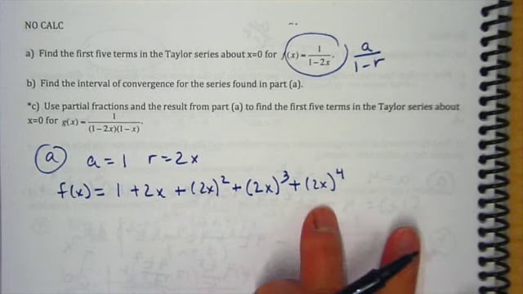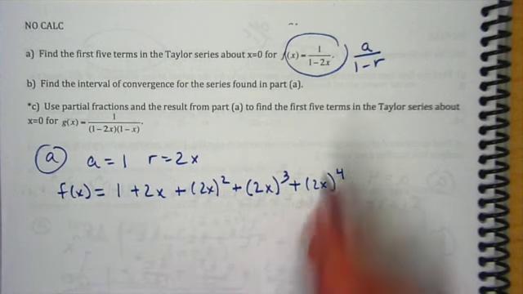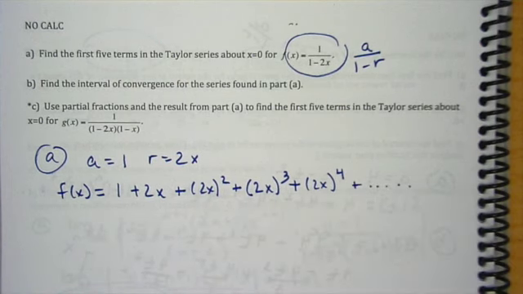And it does not ask for the general term, so just give them the first 5. But this is not correct yet. F of x is not just these first 5 terms. It goes on forever, so make sure you put the plus dot dot dot for the series.